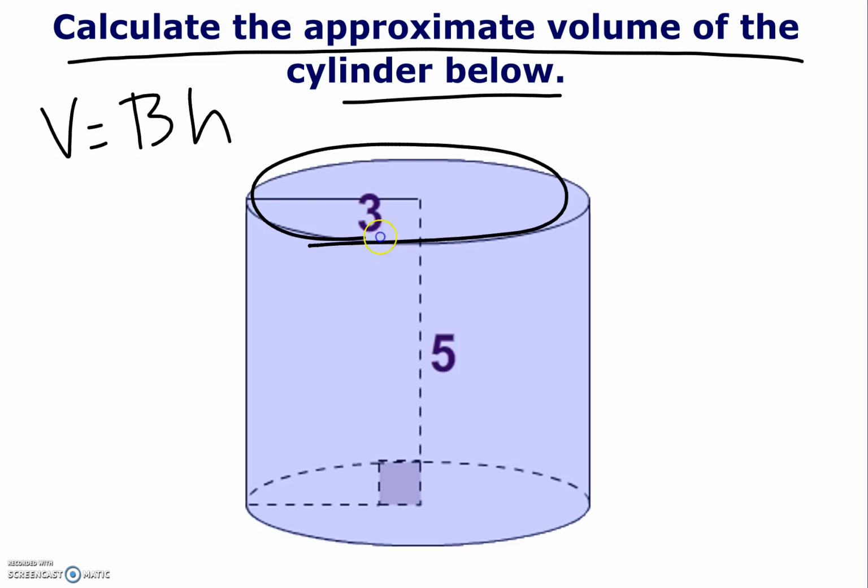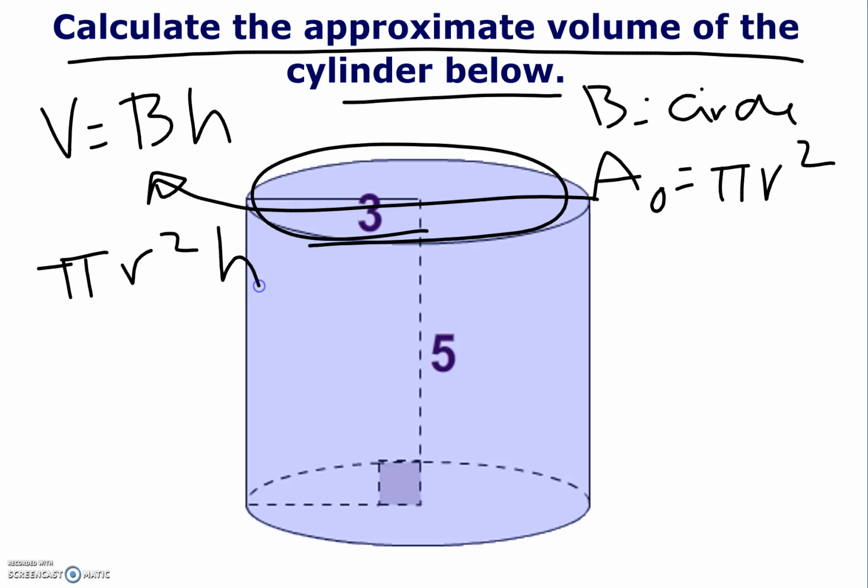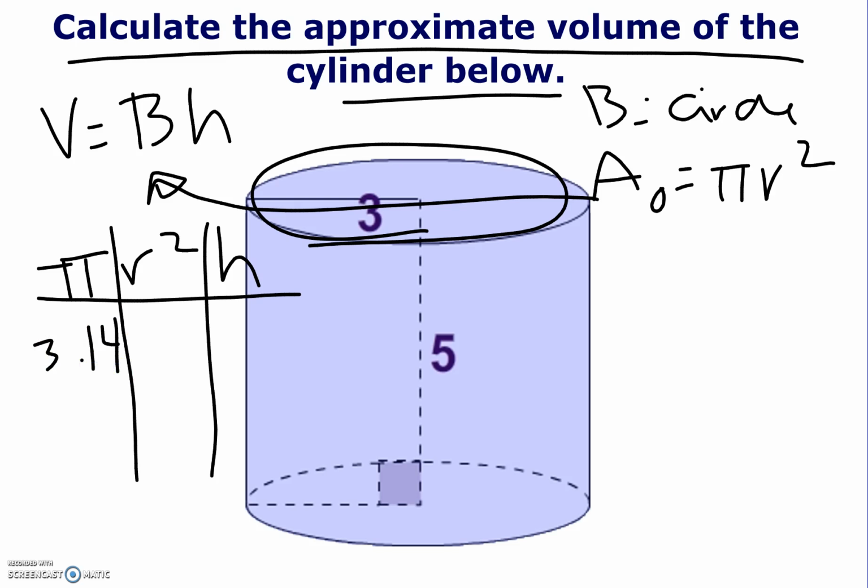So our base is a circle. We know the area of a circle is pi r squared. So now we can plug that into the big B. So pi r squared times height. We can go ahead and draw our table. Pi is 3.14. We're going to go ahead and use the decimal.